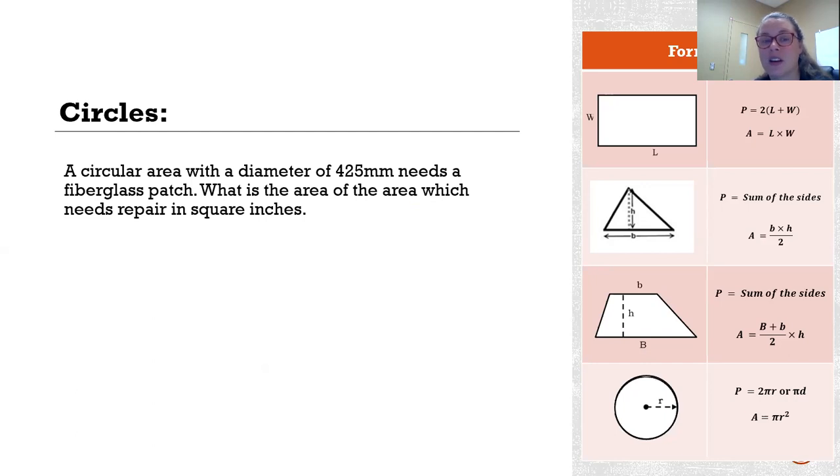What is the area of the area which needs a repair, in square inches? This is a bit of a tongue twister. So what's the area of the section that needs the repair? So we've got a circular area, and it's probably an approximate circle. So our diameter is equal to 425 millimeters, and we want to know what's the area in inches.